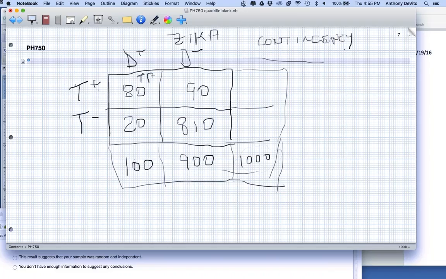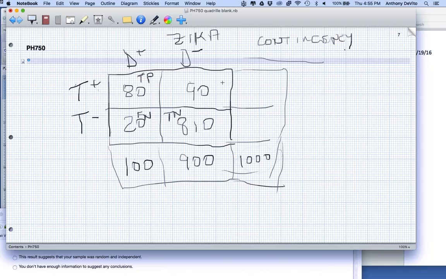We're going to call that a true positive, right? How about you test negative and you don't have the disease? It's a true negative. Okay, now the hard ones. How about if you test negative but you do have the disease? That is a false negative, right?